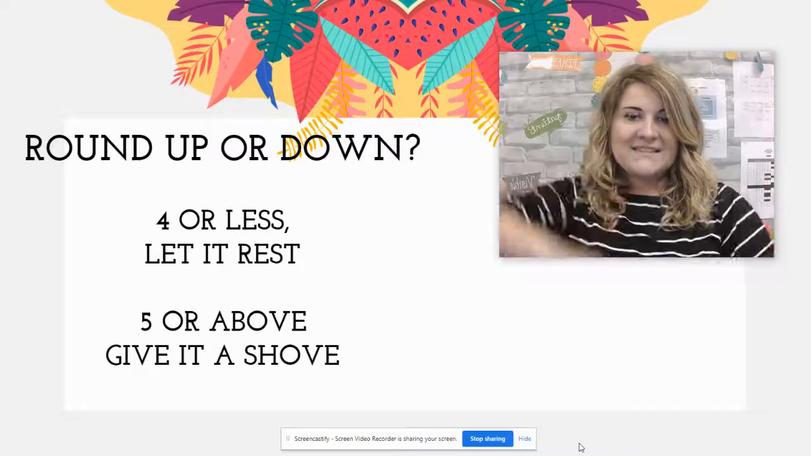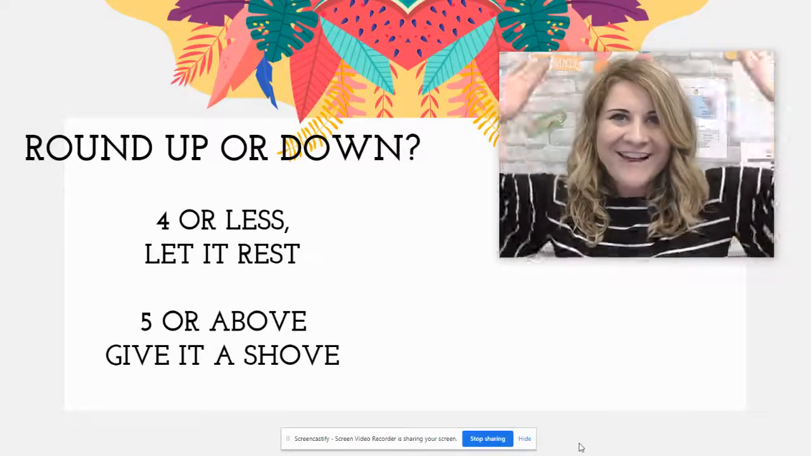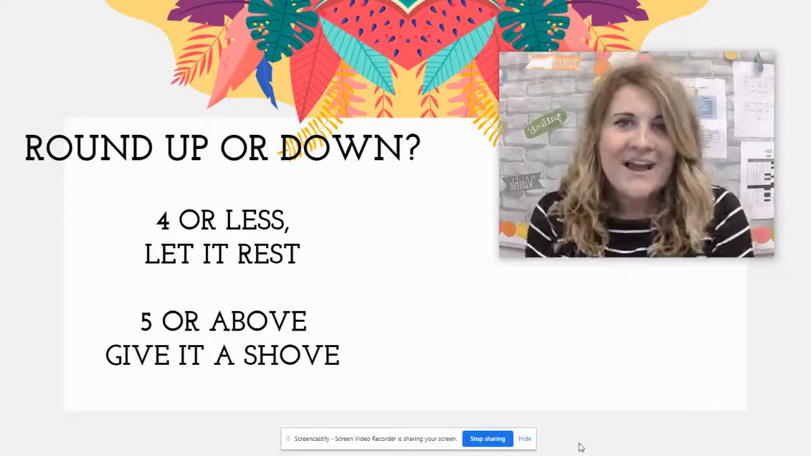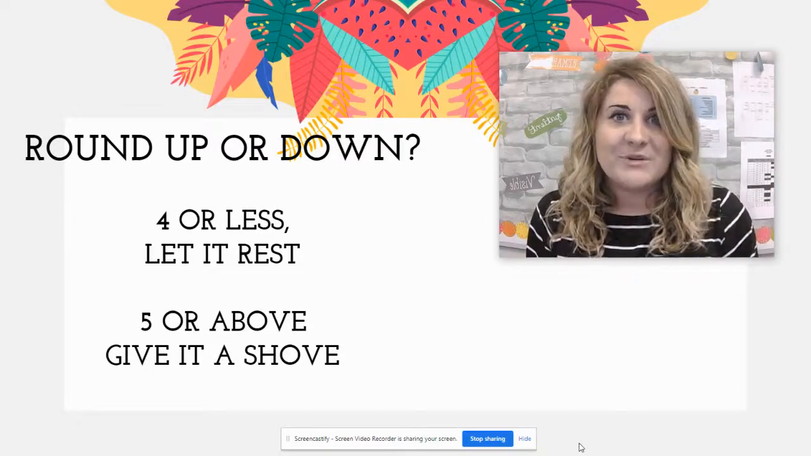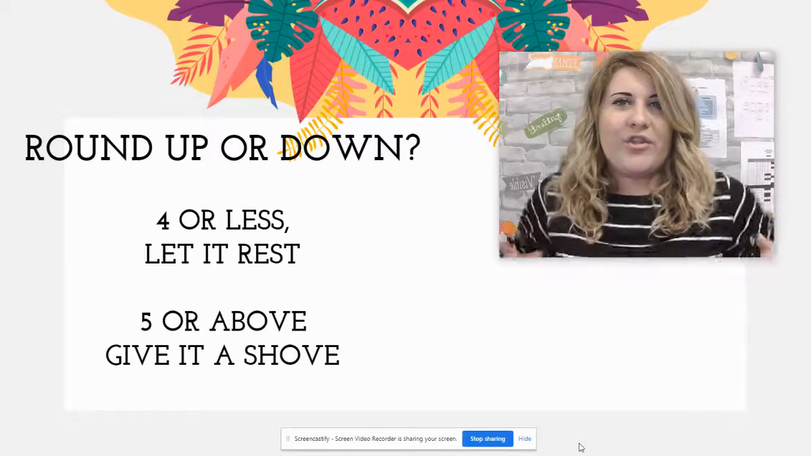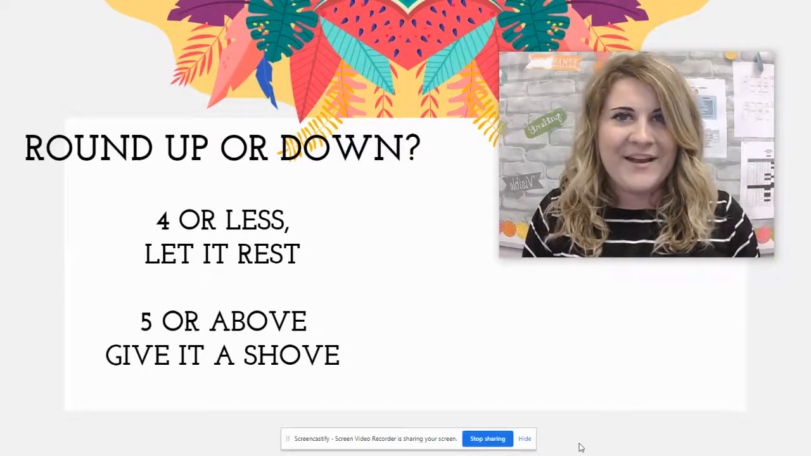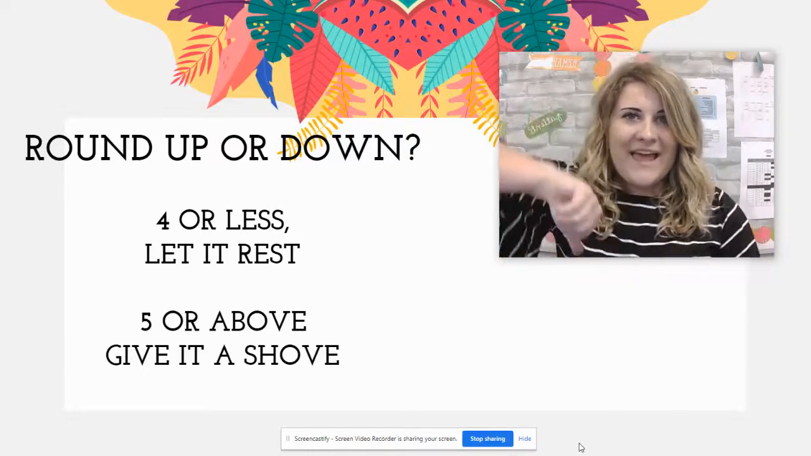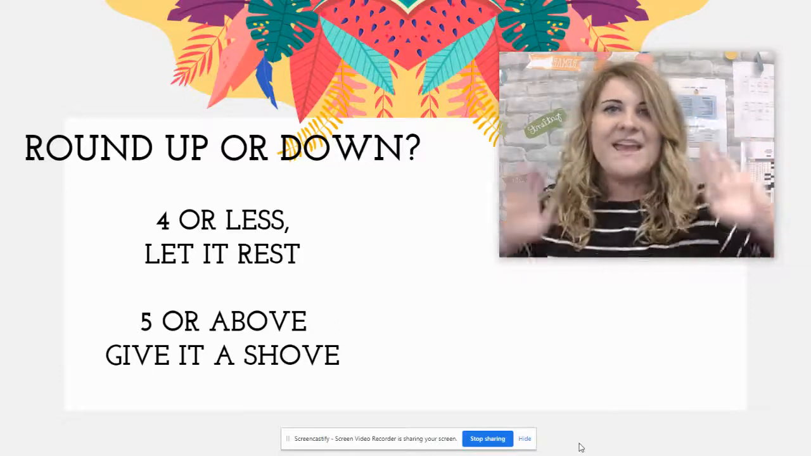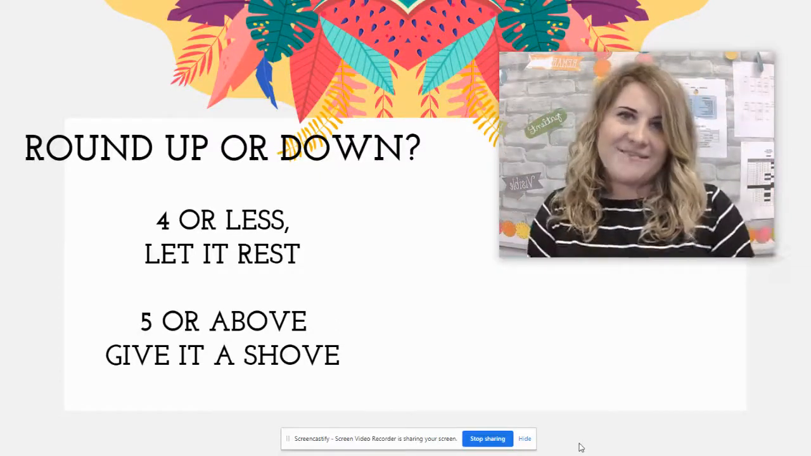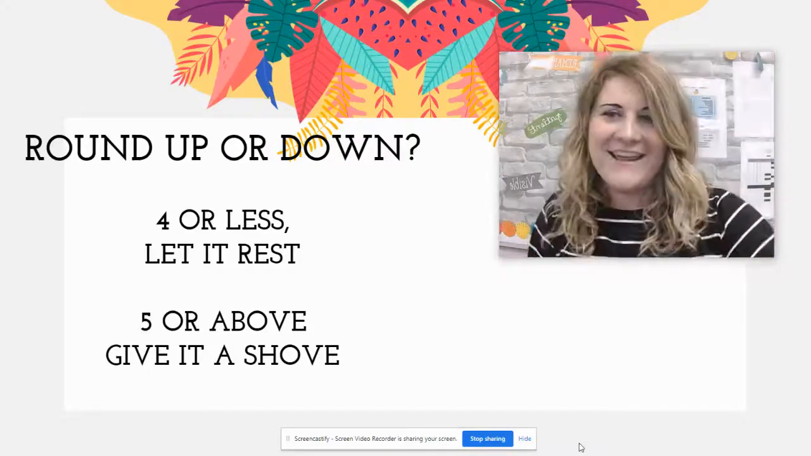4 or less, let it rest. 5 or above, give it a shove. Now, I did not hear everybody on this. We're going to do it one more time. I want to hear you nice and loud, your third grade voice. I want to be able to hear you all the way over here at school, okay? 4 or less, let it rest. 5 or above, give it a shove. That's my favorite part. Give it a shove because I'm like, whoop, whoop, like we're dancing, okay?